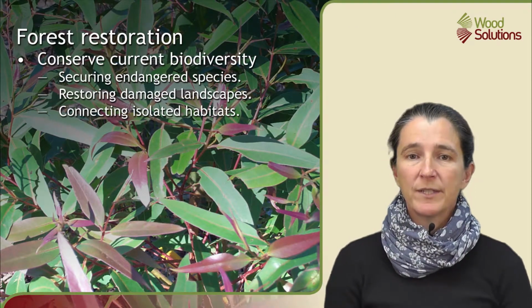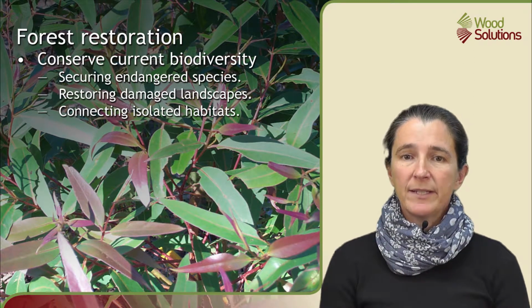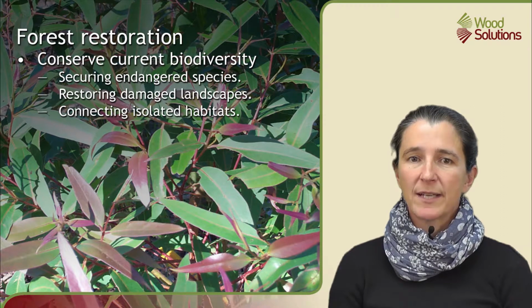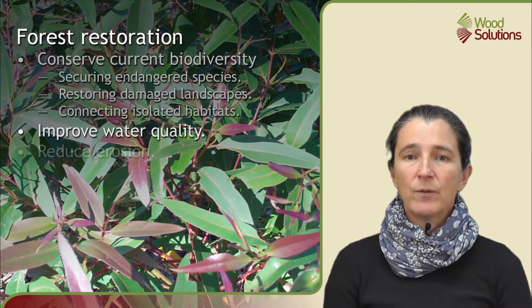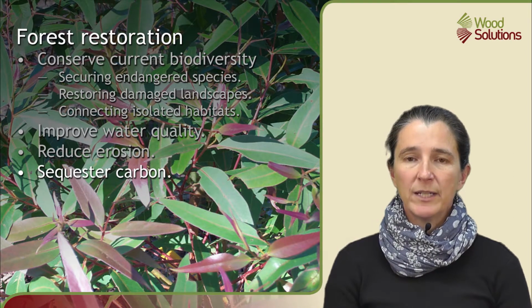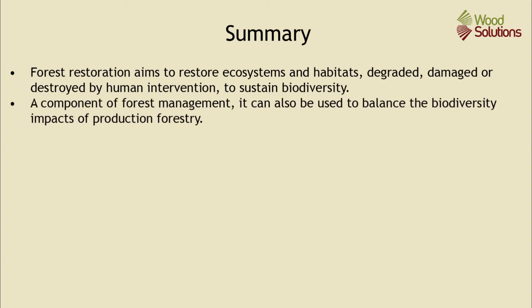The restoration of forest ecosystems can conserve our current biodiversity through securing endangered tree species as well as the animals which call them home. It can restore damaged landscapes by connecting and reconstructing animal habitats across a landscape. It can also improve water quality and reduce erosion, and in the long term, sequester carbon and help mitigate climate change. In summary, forest restoration aims to sustain biodiversity by restoring ecosystems and habitats degraded, damaged or destroyed by human intervention. As a component of forest management, it can also be used to balance the biodiversity impacts of production forestry.